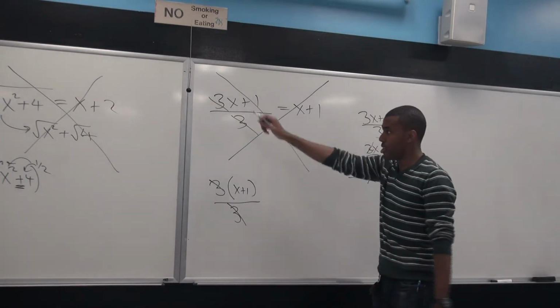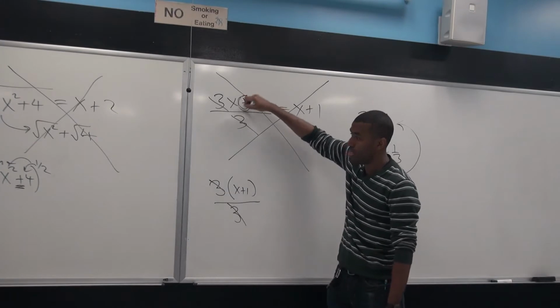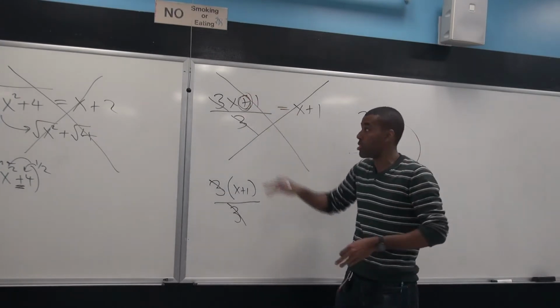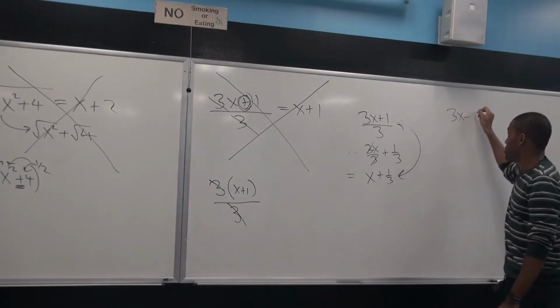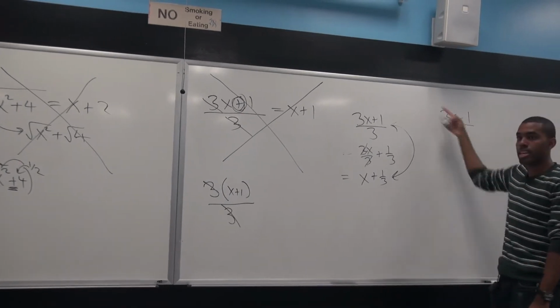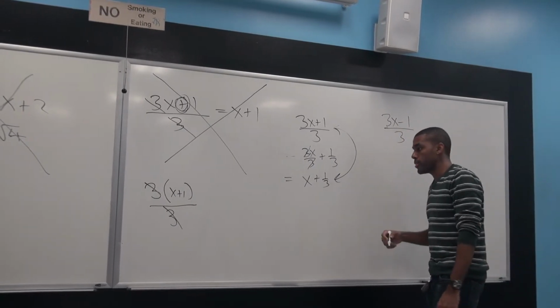So you can't distribute powers across sums. You cannot cancel across sums, meaning once there's a plus or minus sign. I'm using the general form of the sum. If it's either plus or minus, you can't do it, right? So if I had 3x minus 1 all over 3, I still can't cancel the 3's because there's a minus sign separating terms here. Okay?